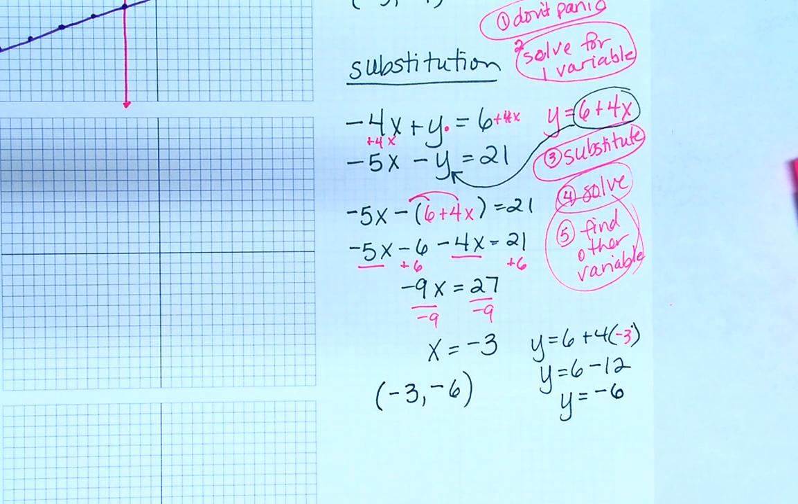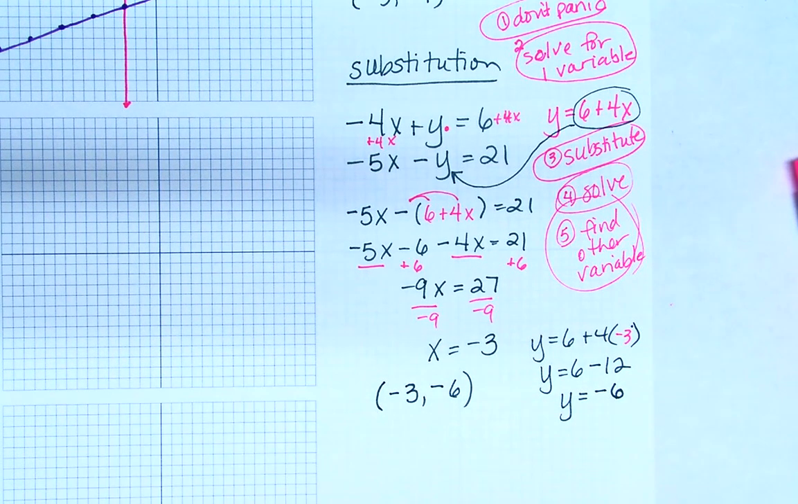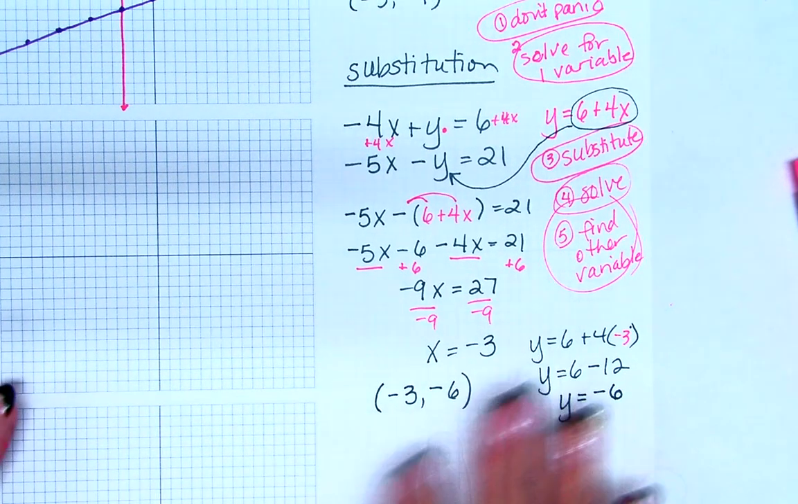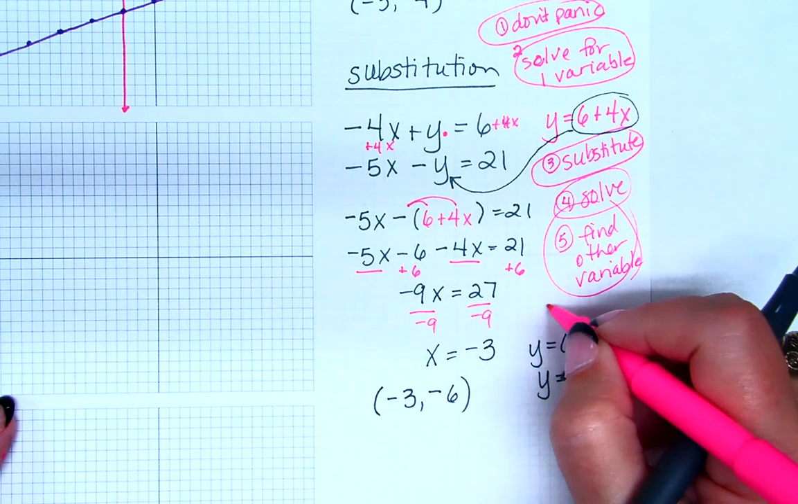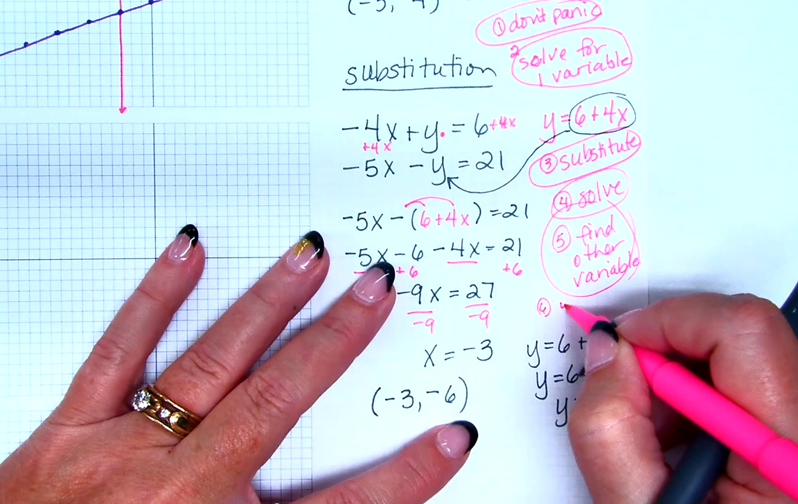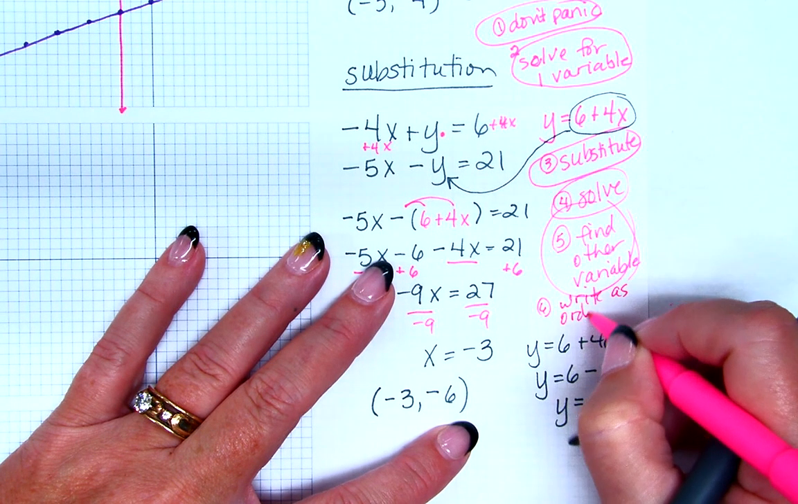Oh, yes, it does, right? I have to have x comma y. That's how we write our points, isn't it? Okay? Any questions about that? How are you feeling about substitution? Should we write a step 6 just so we have our steps written? Write as ordered pair.